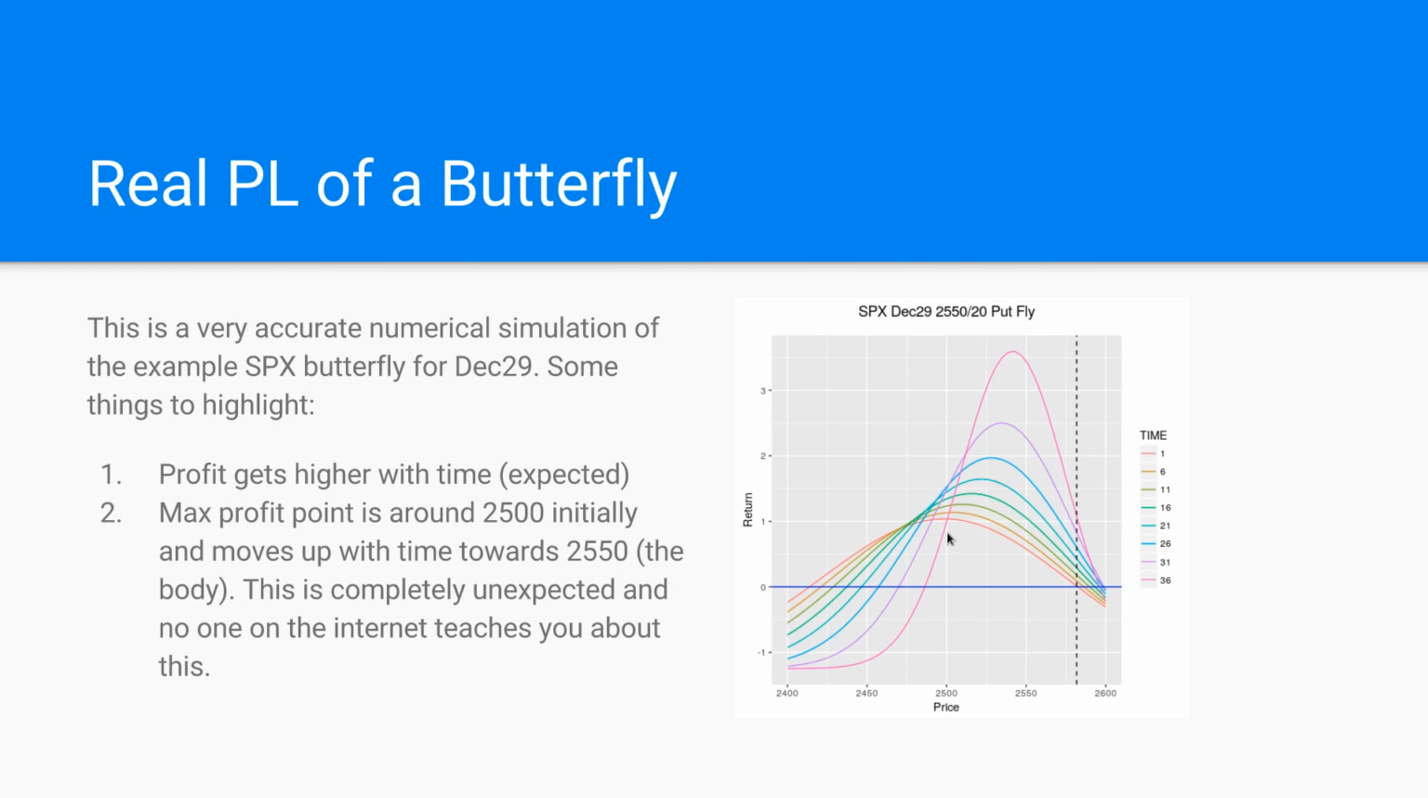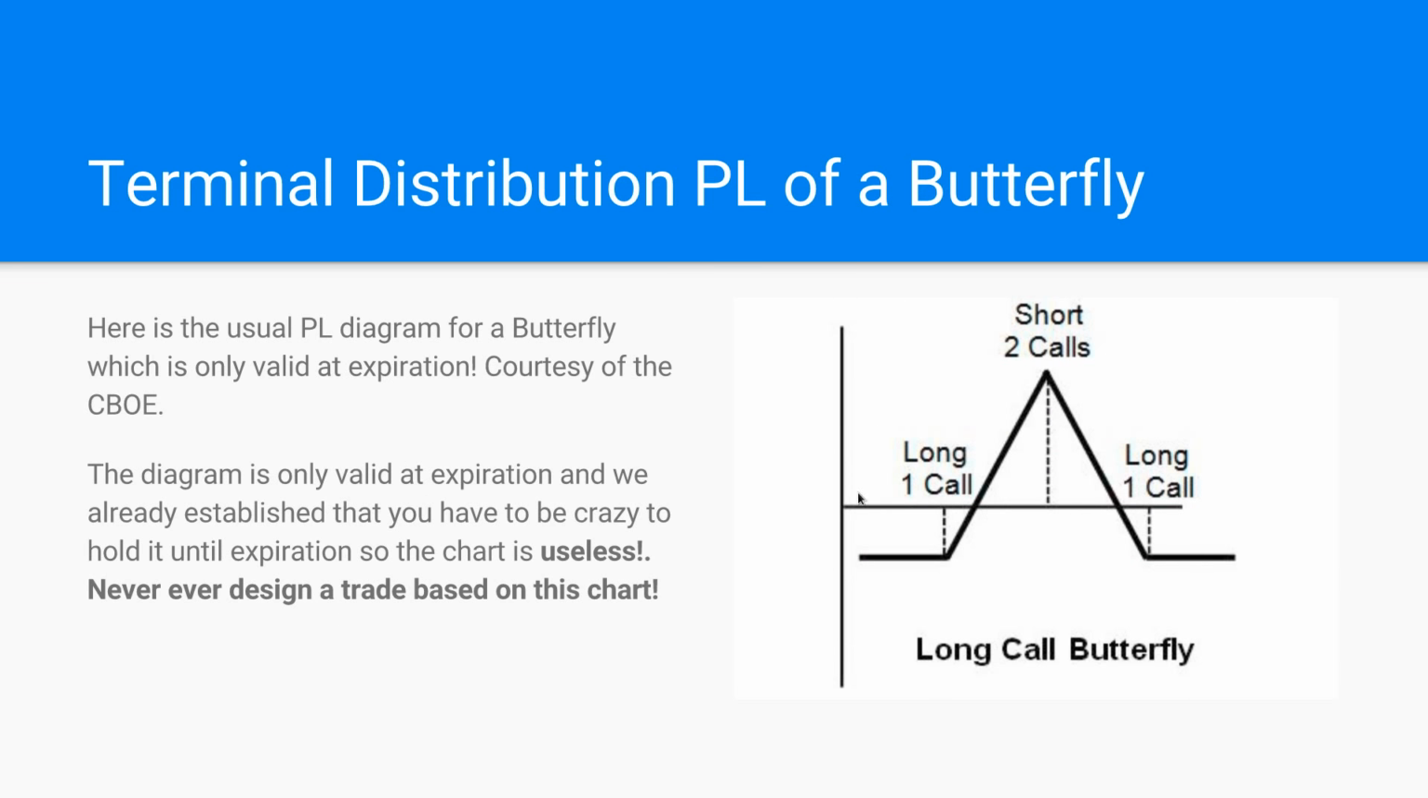Initially, the peak is just short of 2,500, and that's kind of mind-blowing, like how this fly, which is centered at 2,550, is going to have the max profit at 2,500. In other words, if you want to really get lots of money from this fly tomorrow, SPX has to go to 2,500, which is way past everything. I mean, 2,500 is like right here, and this is in the loss area, and yet you can see that after 1 day it is delivering you max profit. That's kind of incredible and mind-blowing, no?